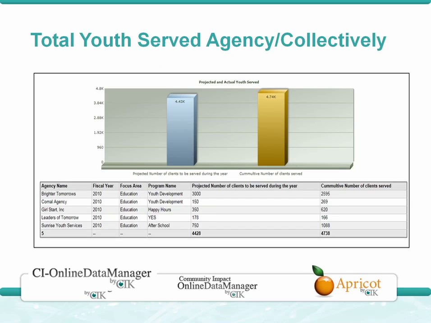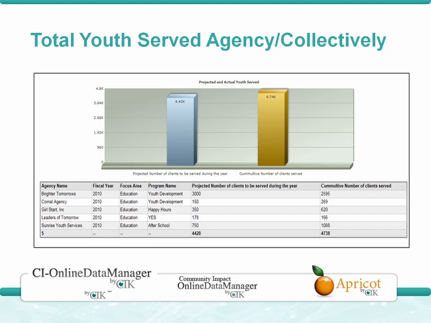So at the end of the year, we were able to highlight that our goal was 4,428 youth in the program, as you remember, relative to the accountability. And during the year, 4,738 youth were served. So we were actually able to exceed the goal. And so you have this information so you can go back to your community, go to your volunteers, to your donors, and highlight, thanks to your support, we were able to exceed the goal.